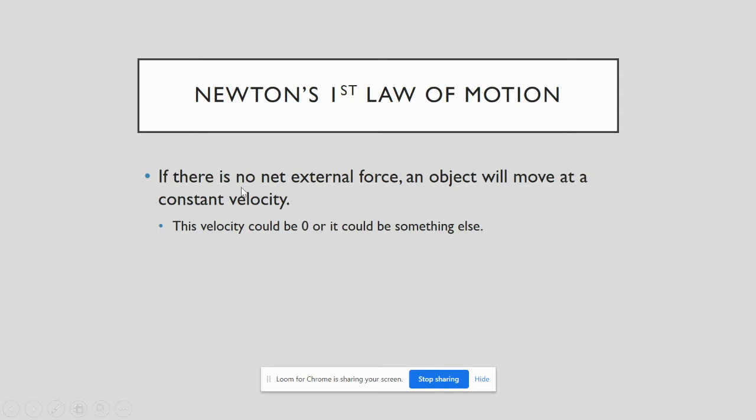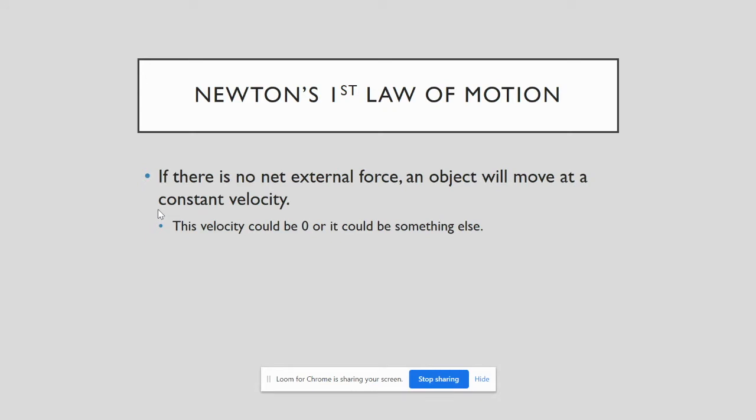If there is no net external force, so that means the forces are balanced. So in our free body diagram, the up forces are canceling the down, the left forces are canceling the right. What happens? So if there's no net external force, if all the forces balance each other out, an object will move at a constant velocity. Okay? So if there's no friction to slow something down that's sliding along the table, it's just going to continue to slide at a nice constant velocity.